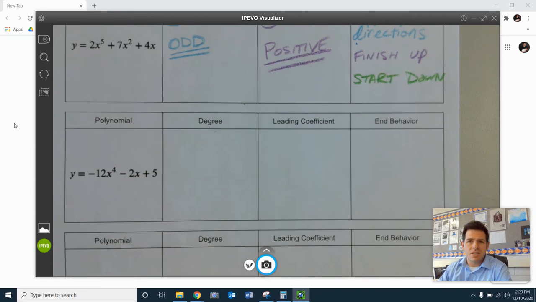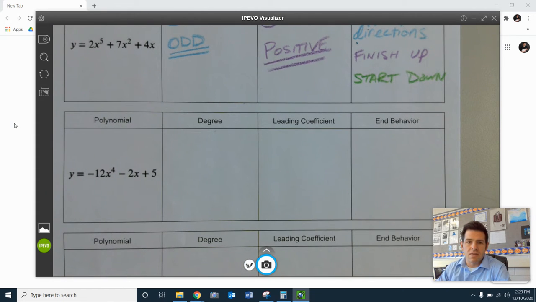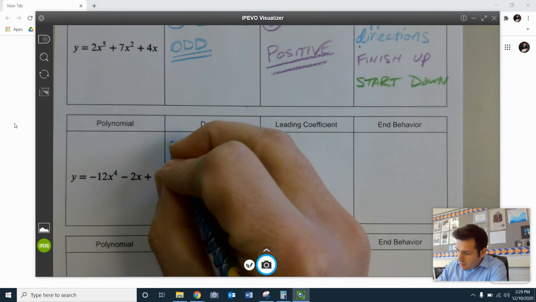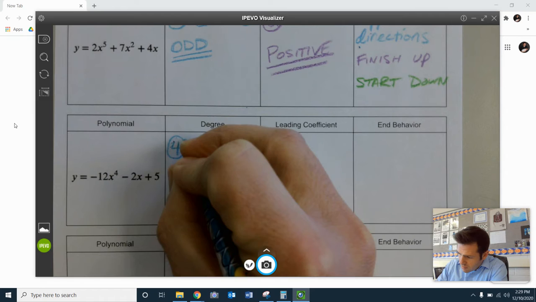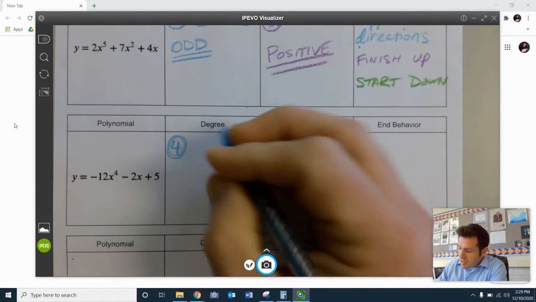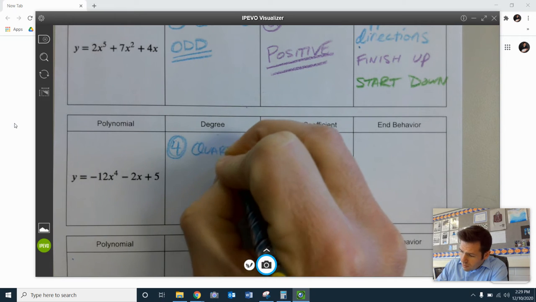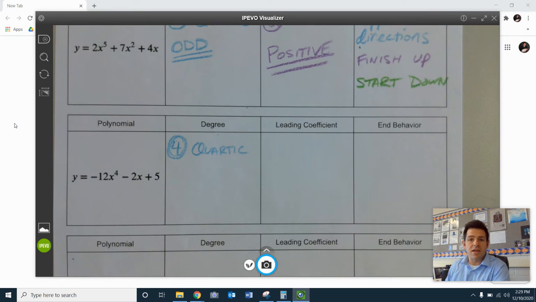Degree is the largest exponent we see in the problem connected to the variable, and in this problem, it is the number 4, which we'll go ahead and circle. And we know, just for practice sake, that the number 4, being our largest exponent, would be a quartic polynomial. So we would have a quartic trinomial here, which is fantastic.